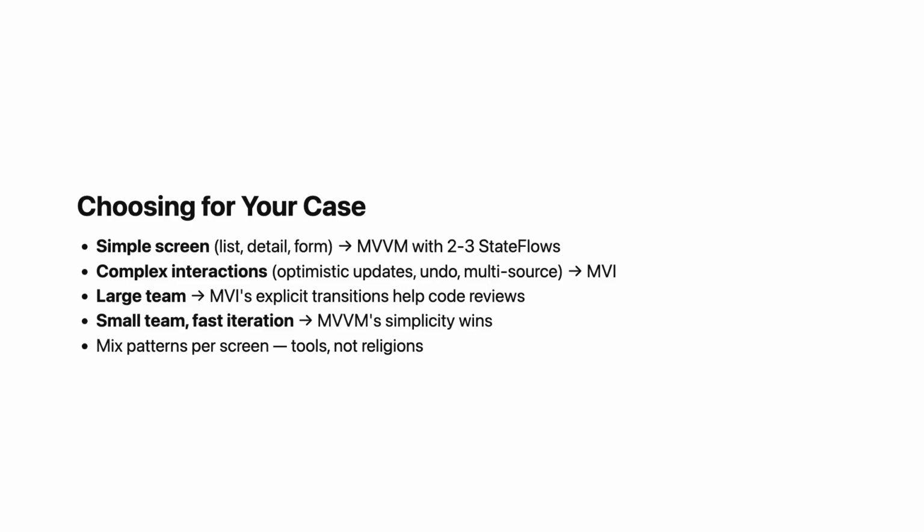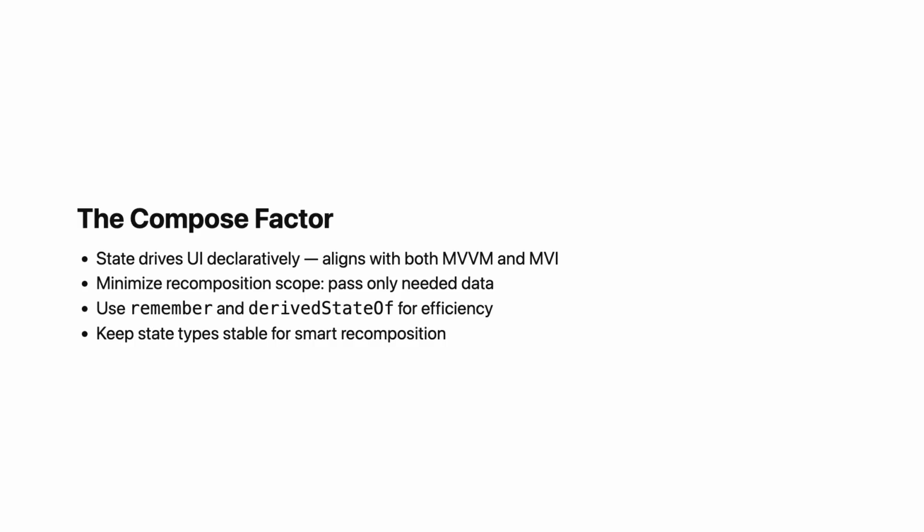So how do you actually choose? Here is my framework. If your screen is simple, a list, a detail view, a form, MVVM with 2 or 3 state flows is perfectly fine. The consistency risk is low because there are not many states to coordinate. If your screen has complex state interactions, multiple data sources, optimistic updates, undo/redo, or states that must always be consistent, MVI's single state and explicit transitions pay for themselves. If your team is large and you need predictability in how state changes happen, MVI's reducer pattern makes code reviews easier because every state transition is explicit. If your team is small and you value speed of development, MVVM simplicity wins, and there is nothing wrong with mixing patterns.